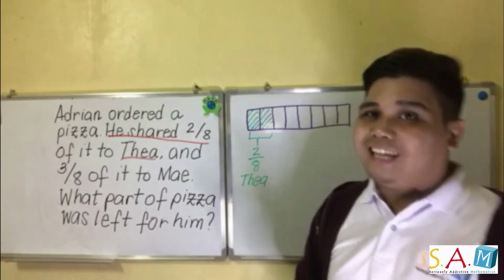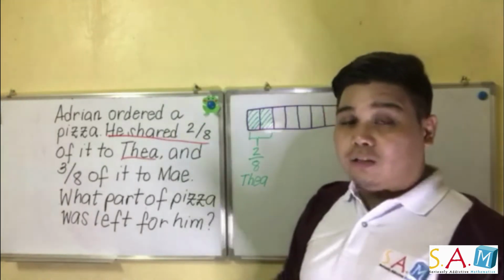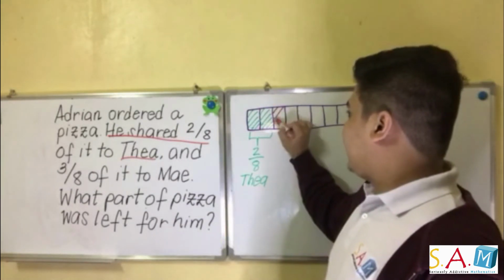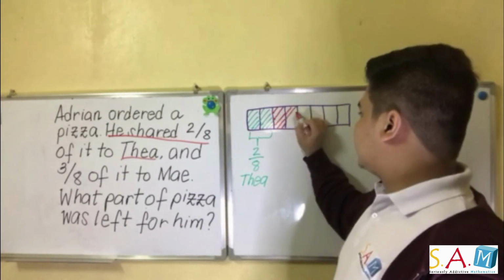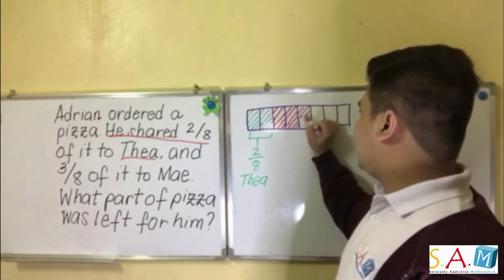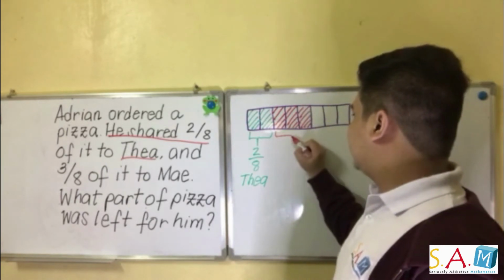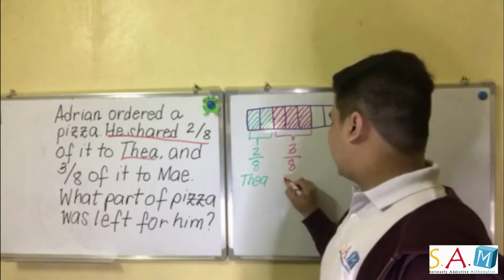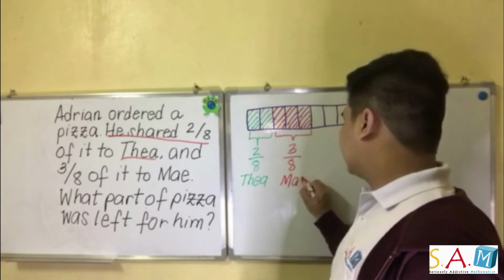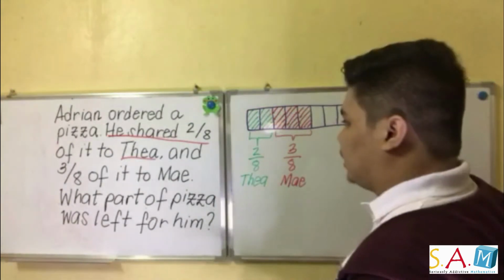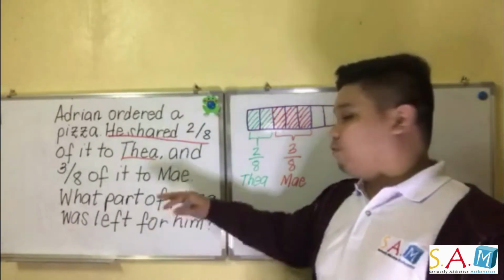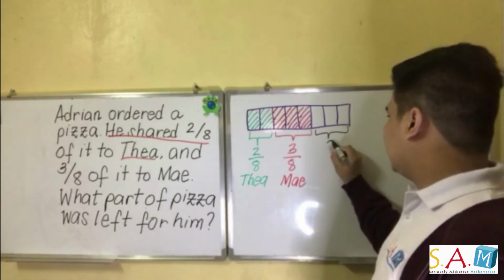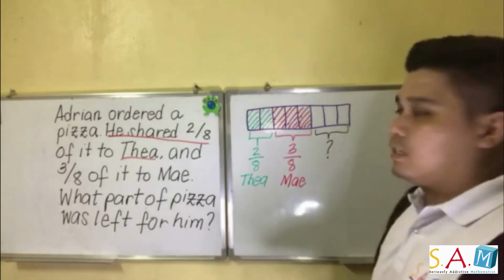Now, he also shared 3/8 of it to me. So, we're going to shade another 3/8 of it. So, this will be 1/8, 2/8, and 3/8. So, this is for me. Now, the question is, what part of pizza was left for him? So, we're talking about this part. So, we still don't know this part.